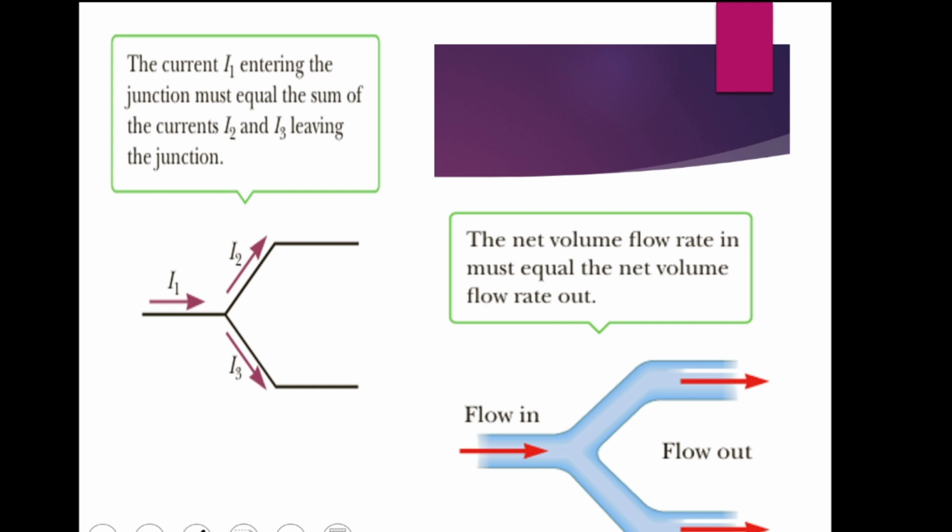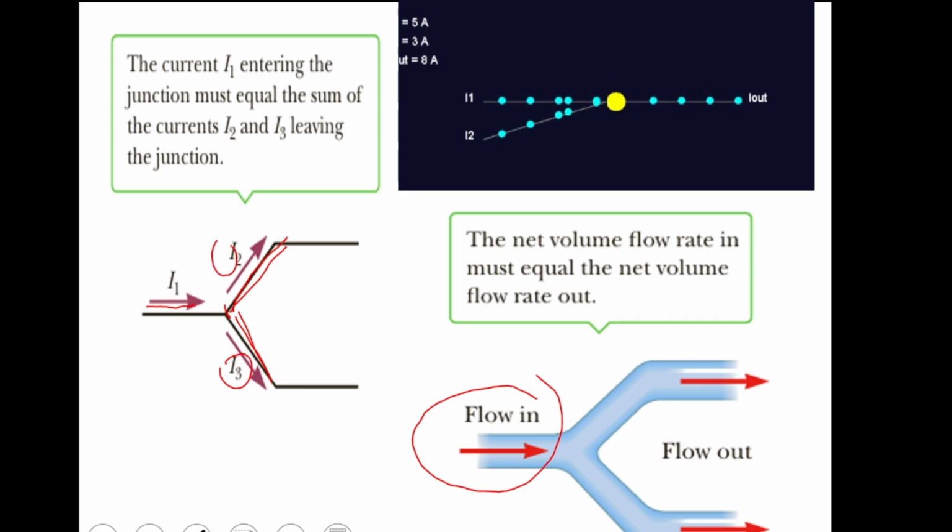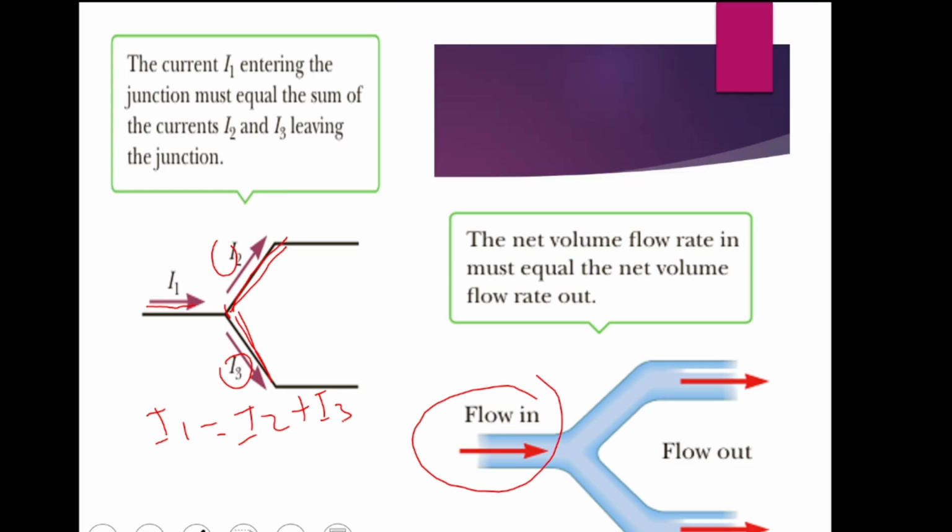For example, let's assume it as water flowing through a pipe. Let's take the analogy for it. The current I1 entering this junction is equal to the current flowing out at these two paths, I3 and I2. So I1 must be equal to I2 plus I3. That's what the junction rule tells us. And let's take the analogy of the net volume of water flowing through a pipe.